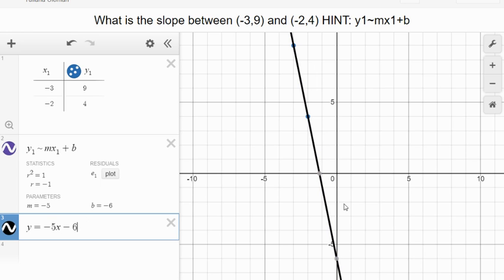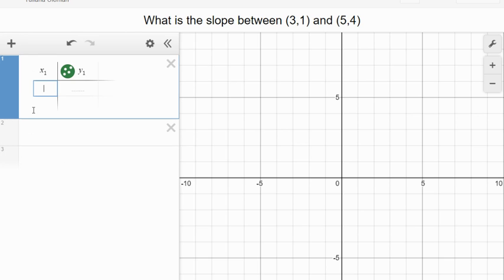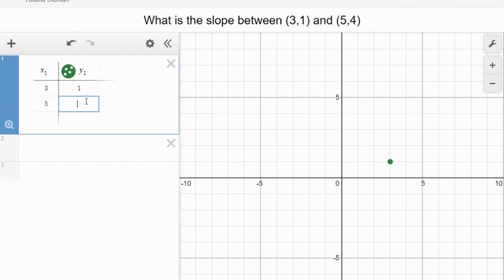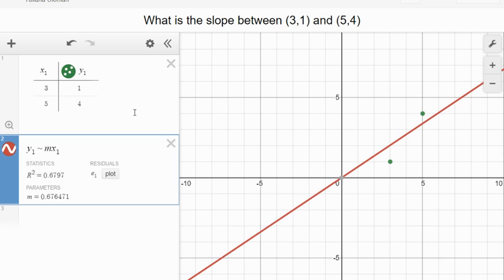Okay, so notice it overlaps. Okay, you're going to add your table. We're going to type in 3 and 1, and we're going to type in 5 and 4. And then we're going to go ahead and y1, little squiggle. I'm sure there's a mathematical word for it, y'all, but you know, squiggle works just fine.